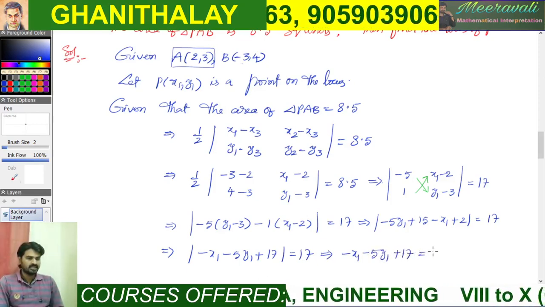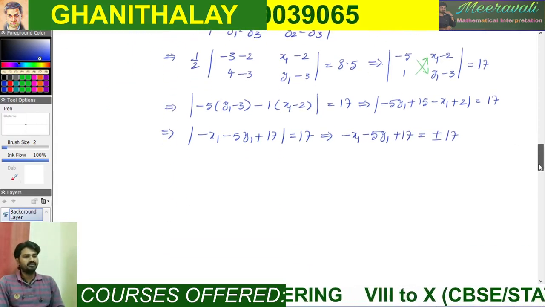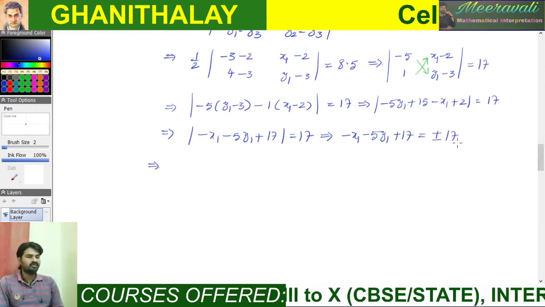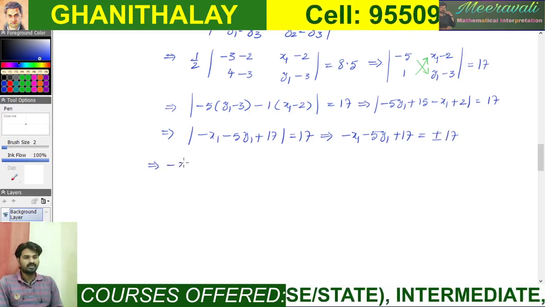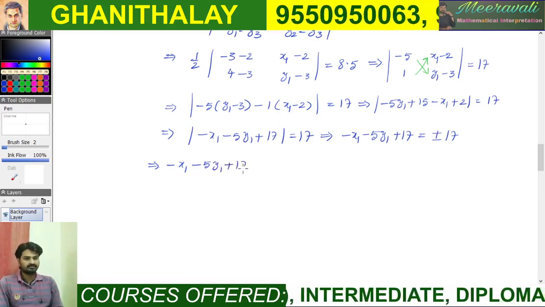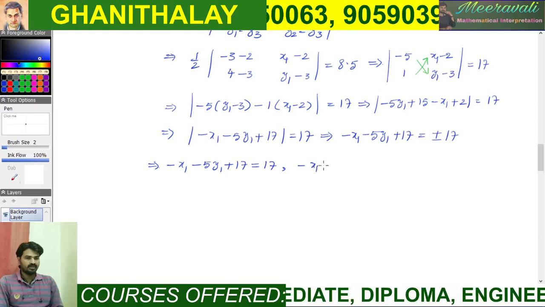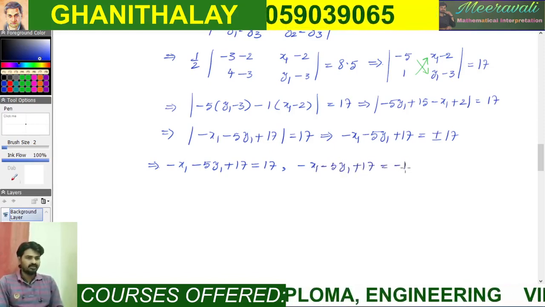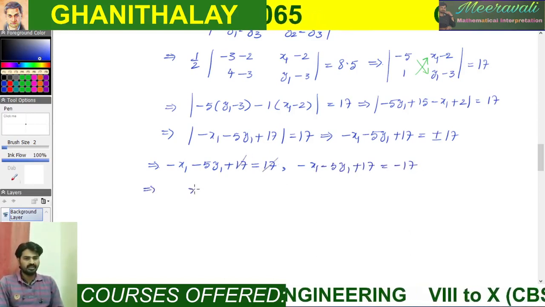On the right hand side, plus or minus. Okay, remember that if there is any modulus value in the given problem, whenever you have to remove the modulus value, on the right hand side you give plus or minus. Now here first you have to take the plus one, next minus, is equal to plus 17. Next equation will be minus x1 minus 5y1 plus 17 is equal to minus 17. Now here both are cancelled. How much will you get?